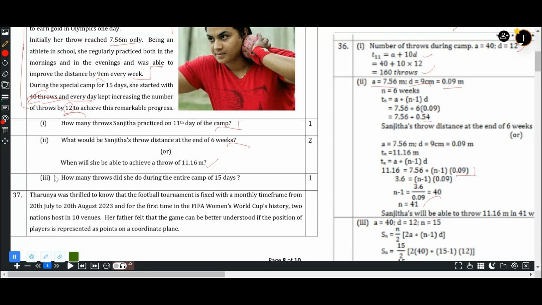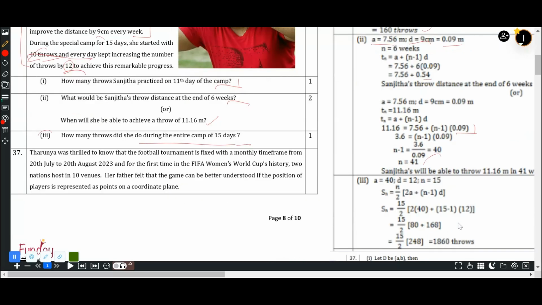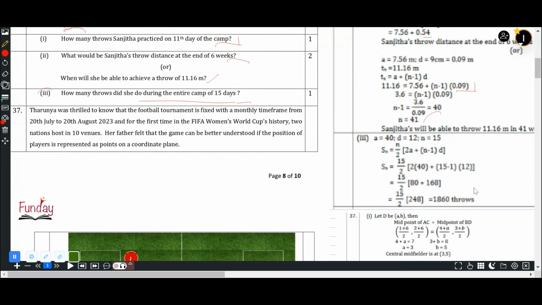Now question number 3, the third part. How many throws did she do during the entire camp of 15 days? Now this is a summation question. So you have n equal to 15, d equal to 12, a equal to 40, the first AP which you used. And Sn is equal to n by 2 into (2a plus (n minus 1)d). Using this formula, we arrived at the total number of throws, which is 1860 throws.